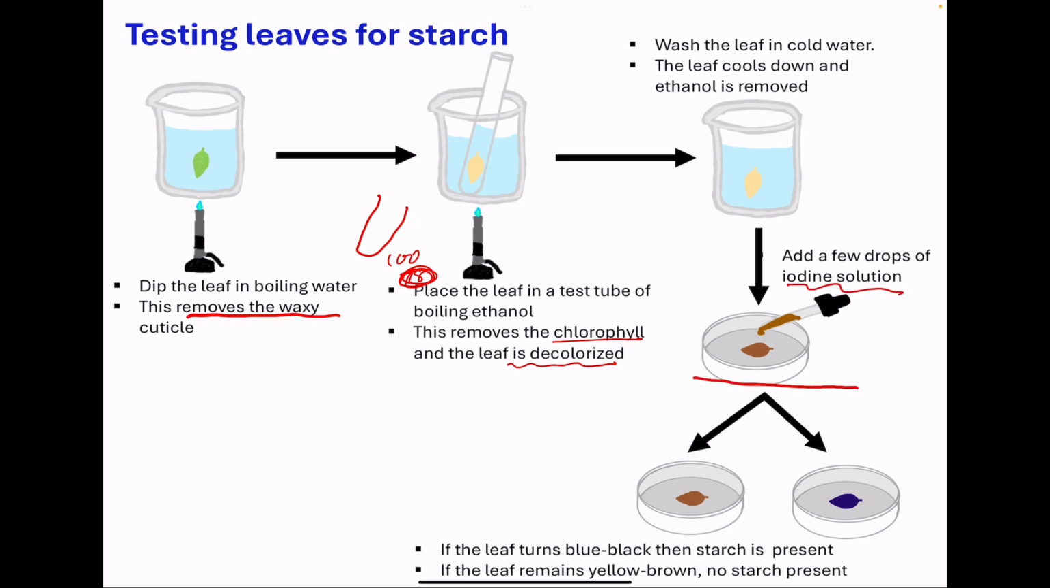Here we're placing the leaf onto a petri dish and then we add iodine. So the color is going to change. If there is starch, we'll see a blue-black color observed. And then if there is no starch, it's going to remain yellow-brown as the color of iodine. This is a negative test and that is going to be the positive test.